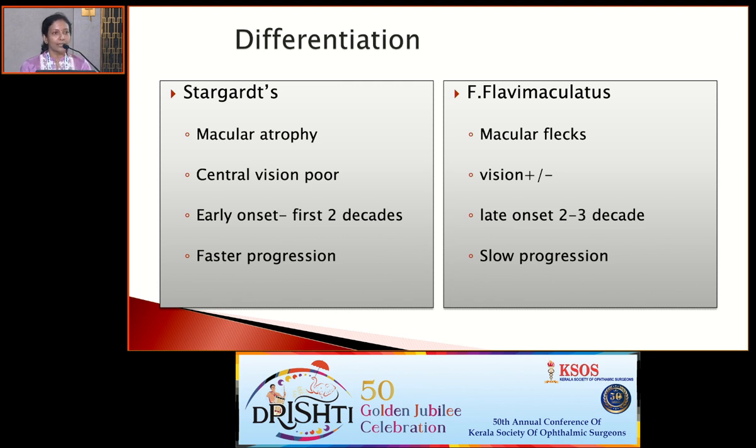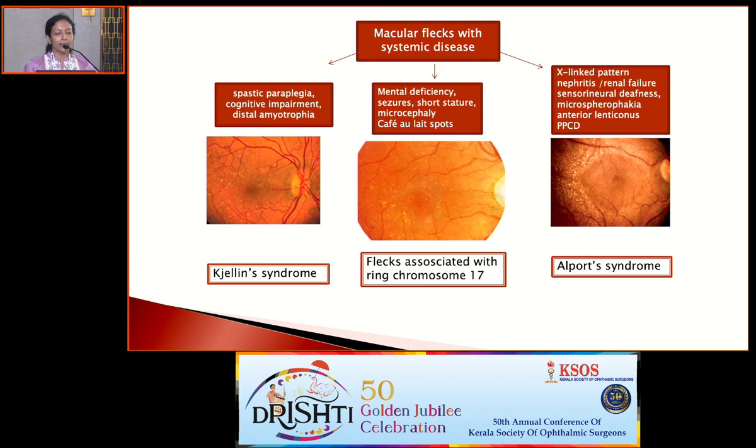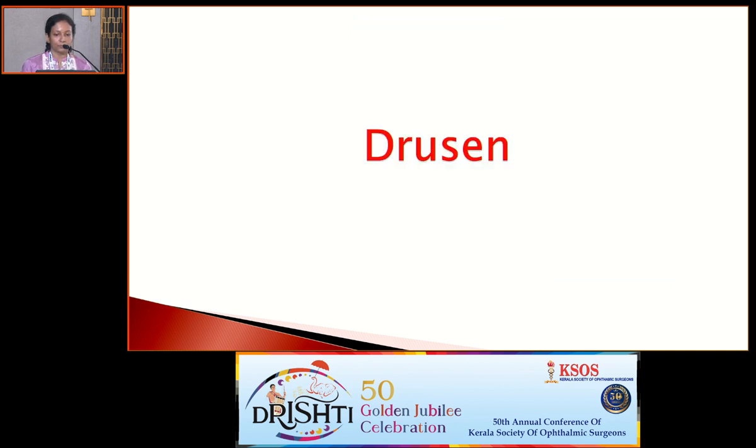Whereas flavimaculatus has a relatively later onset and slow progression. Vision may or may not be affected; it may be affected if there are macular flecks. Now, macular flecks can also be seen in a few systemic diseases like Gellin syndrome, ring chromosome 17, and Alport syndrome. Now, coming to the next differential diagnosis, drusen.